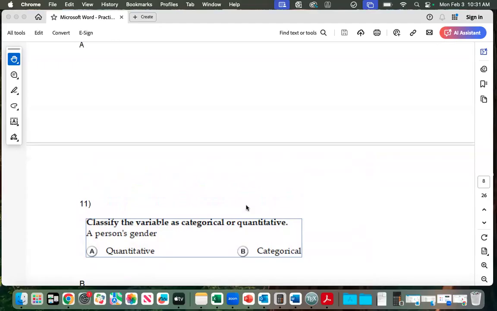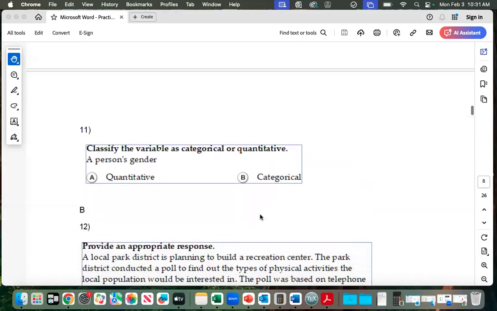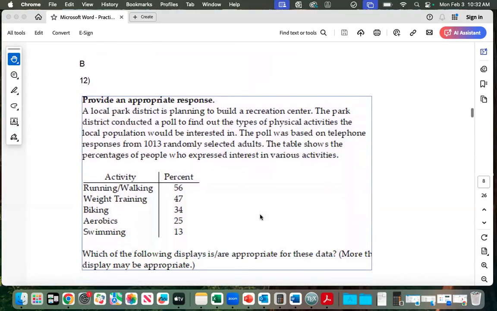So a person's gender, what is a person's gender? Is it quantitative or categorical? Categorical, yeah. So I want you to look at 12 and then you have this information here, and here is what percent. You're asked which of the following is appropriate for this data. So what they are trying to test you is that these are categorical variables, isn't it? What is the best measure for you to display them? We've learned this in chapter 2.